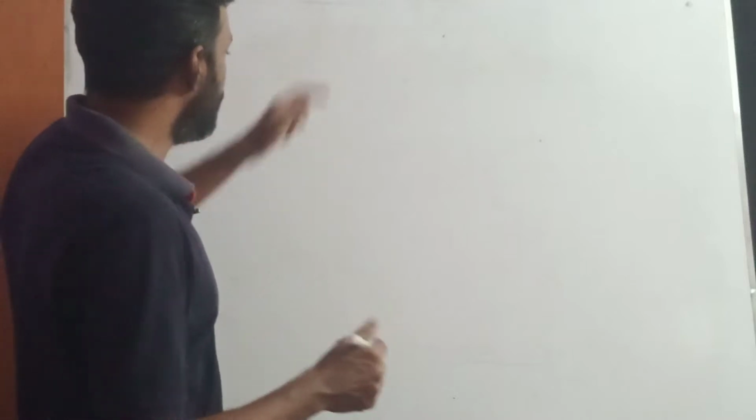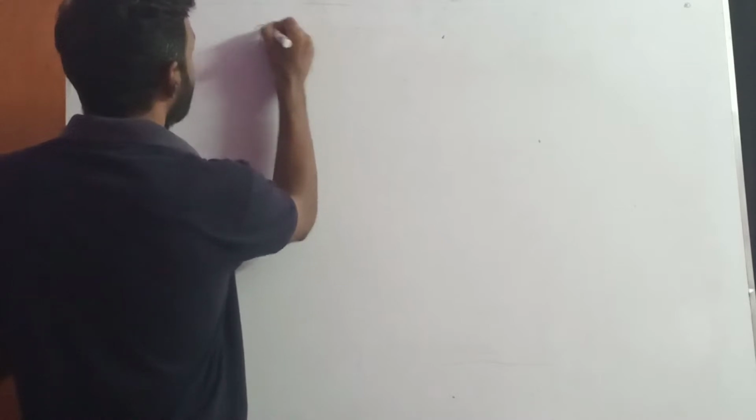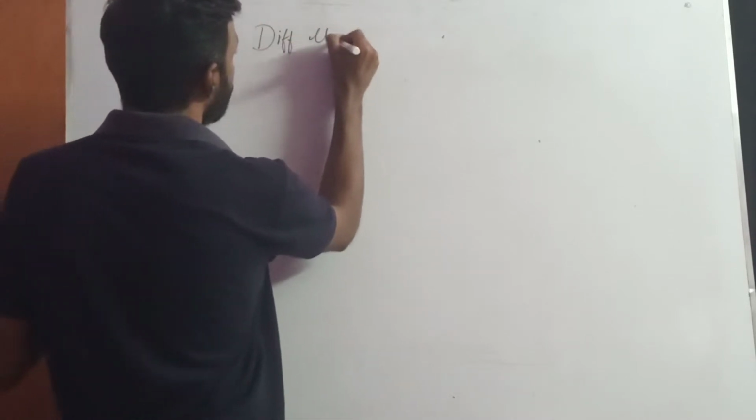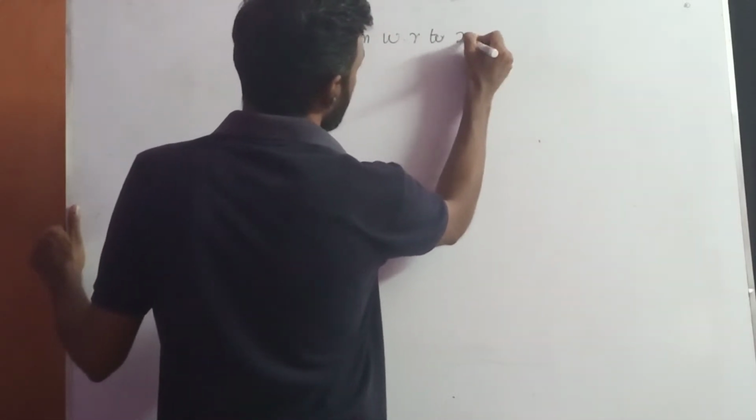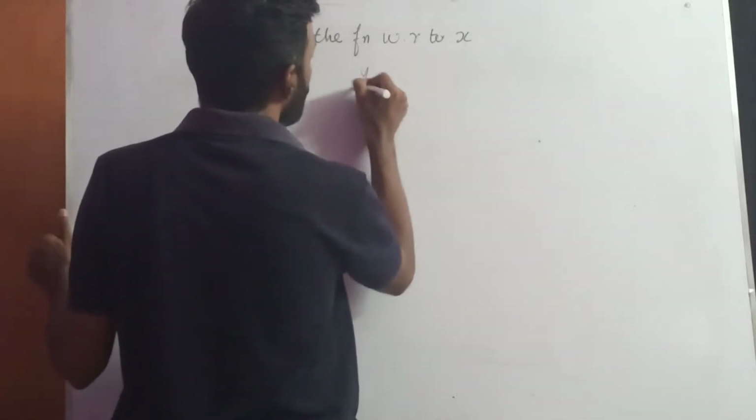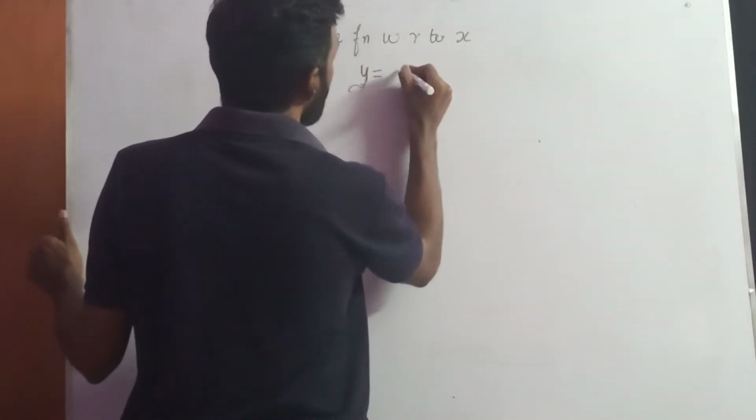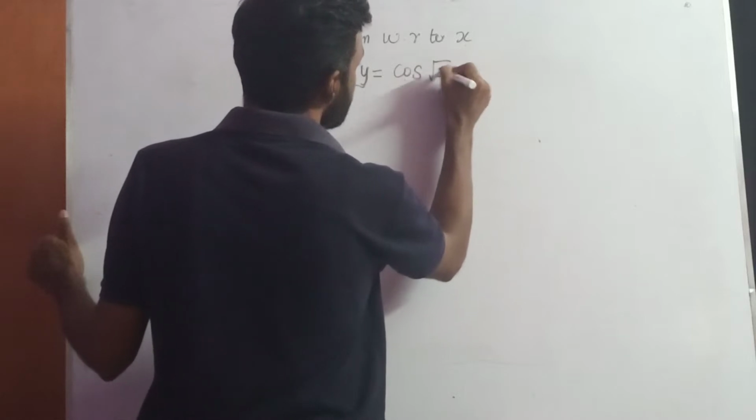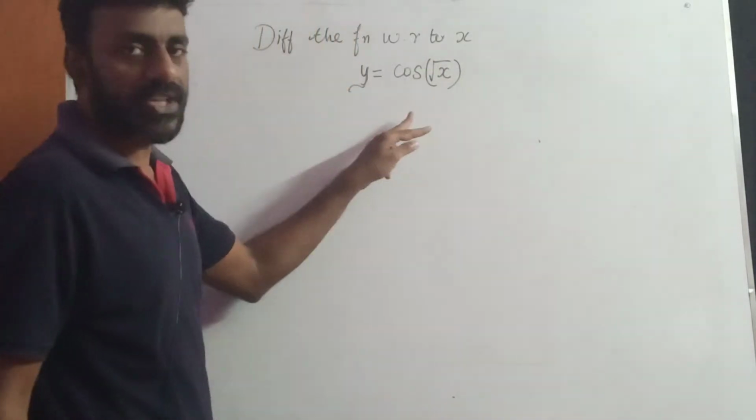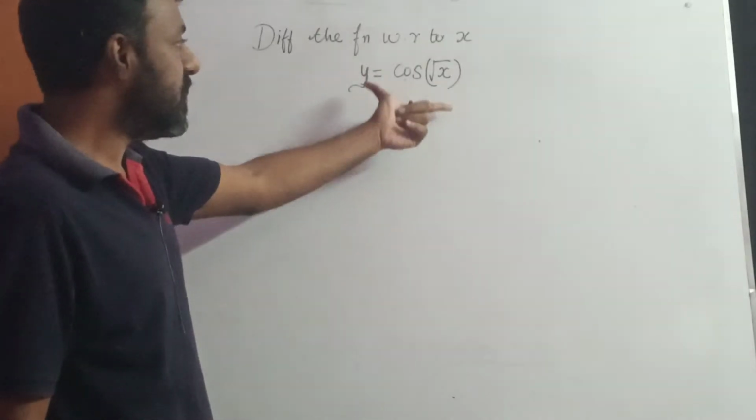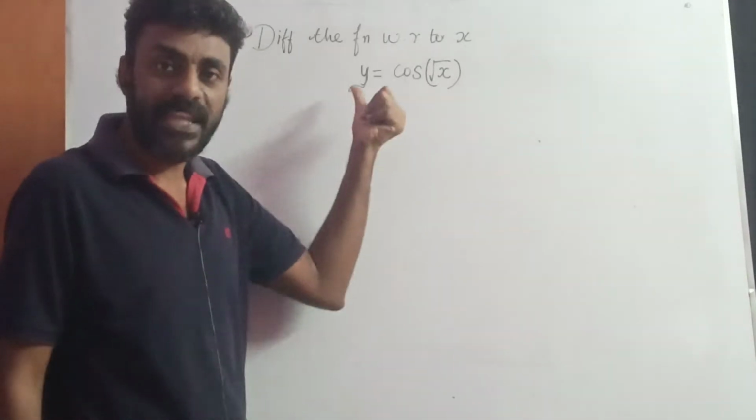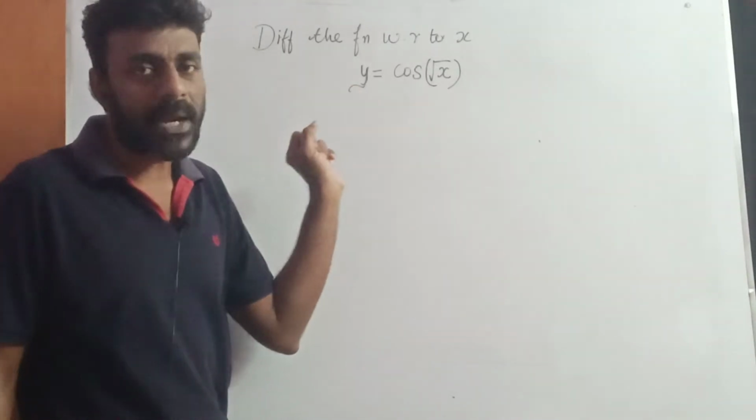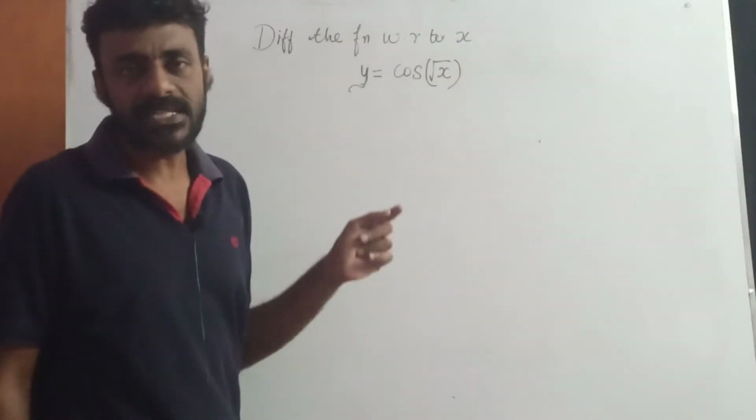So, differentiate the function with respect to x. The function is y equal to cos root x. We need to differentiate this function with respect to x. What does it mean? I need to find the value of dy by dx. If I find the value of dy by dx, the solution is obtained.